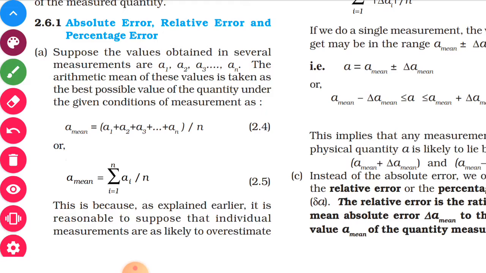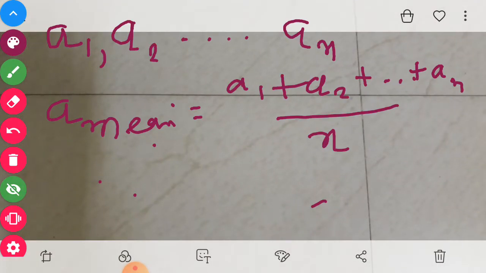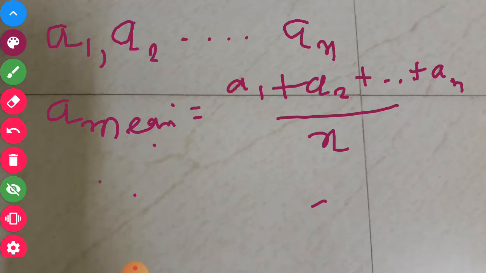You have n observations, which are a1, a2 up to an. Then if you want to find the mean, you just have to add all these observations and divide by the number of observations. That will give you the mean. Now you are finding the difference between the reading and the mean value.